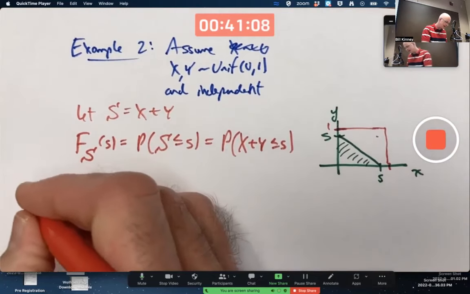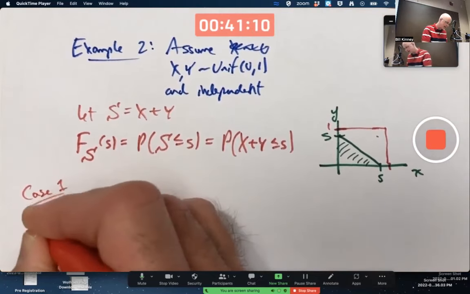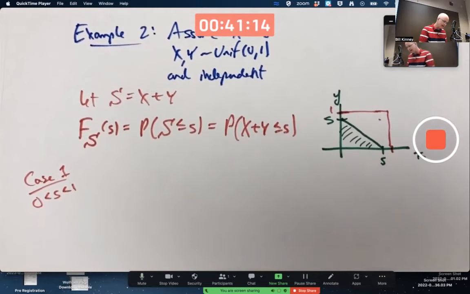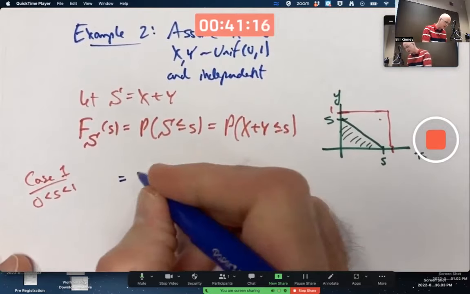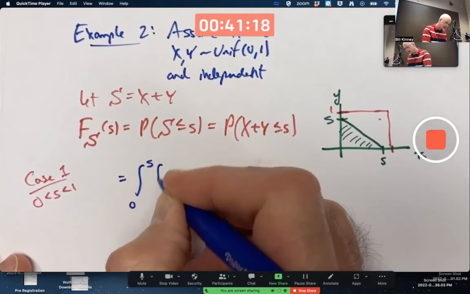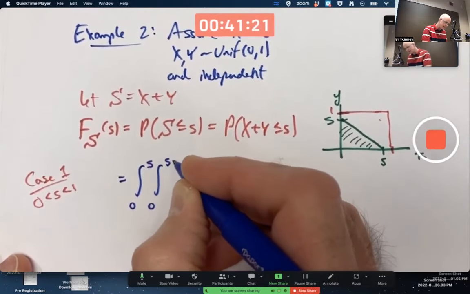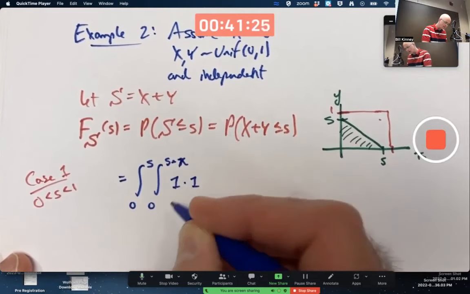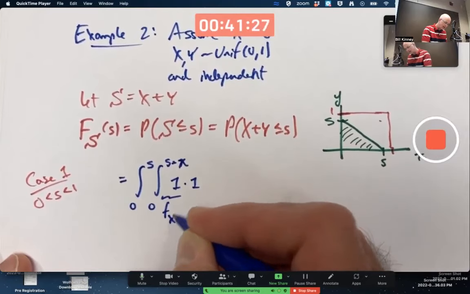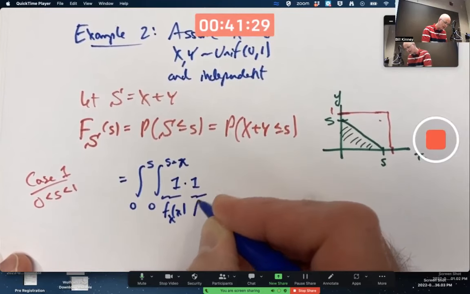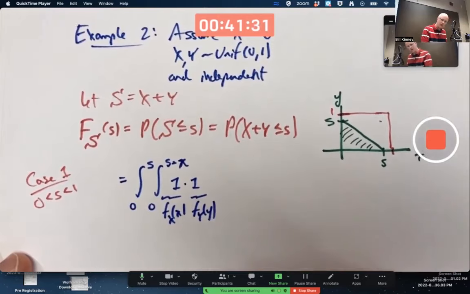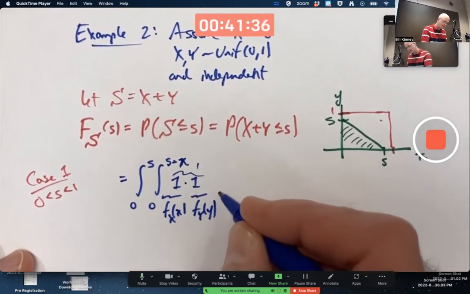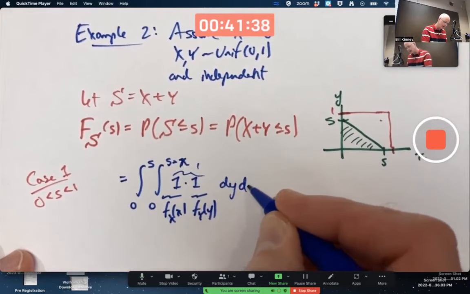Case 1, S is between 0 and 1. And the integral looks just like the integral for the exponential one, except the integrand is simpler. It's just 1 times 1. Fx of x and Fy of y, when the inputs are between 0 and 1, are both 1, and therefore their product is also 1. That's a 1. Integrate with respect to y first, then x.